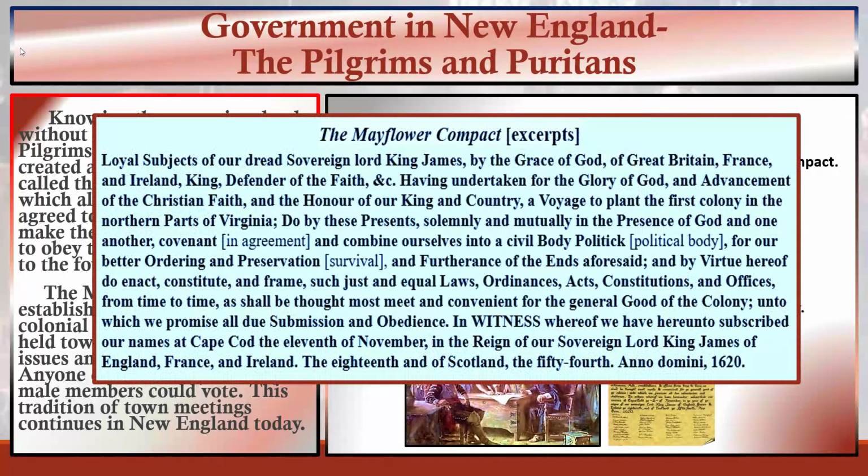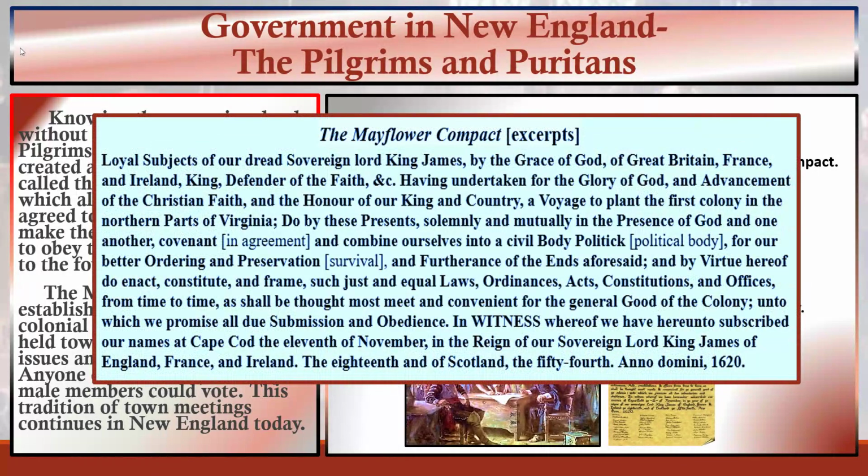The loyal subjects of our dread sovereign Lord King James. Our King James, they call him Dread Sovereign Lord. It's kind of creepy, right? By the grace of God of Great Britain, France, and Ireland, defender of the faith, right? And beyond, I mean, that's what that kind of means right there. Etc. Okay, having undertaken for the glory of God the advancement of the Christian faith and the honor of our king and country, a voyage to plant the first colony in the northern parts of Virginia. That's a mouthful. What they're saying there is that, hey, to spread Christianity and to honor the king and increase the size and scope of the empire, we took on this attempt to settle in the northern parts of Virginia, right?